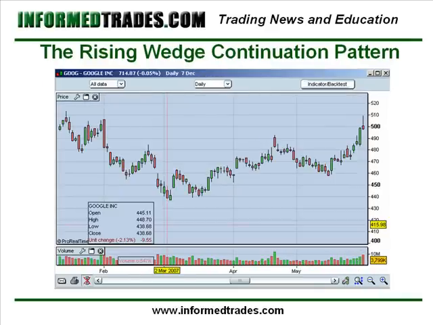The rising wedge pattern, on the other hand, is characterized by a pattern which forms when the market makes higher highs and higher lows with a contracting range. When you find this pattern in an uptrend, it's considered a reversal pattern, as the contraction of the range indicates that the uptrend is losing steam.